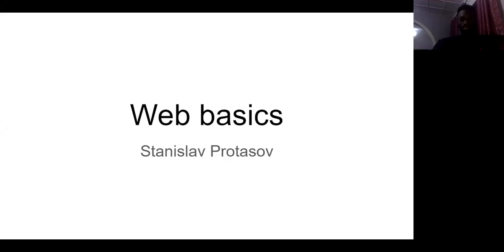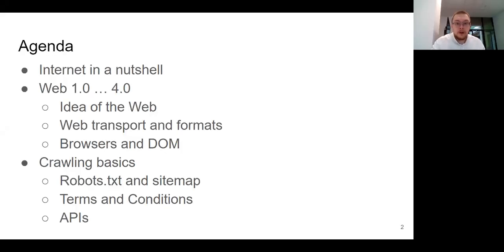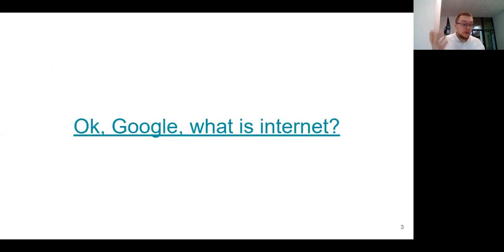Okay, so what we covered today? It will be the architecture of the internet in a nutshell. So how it's organized on a big scale. What is the web in different generations, and the basics of crawling. Not those which you showed in the previous class, but the etiquette of crawling and the ways how to behave. So let's go.